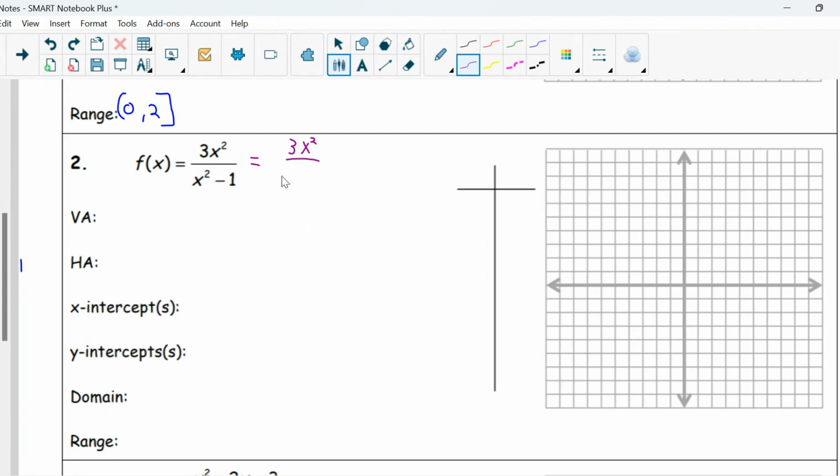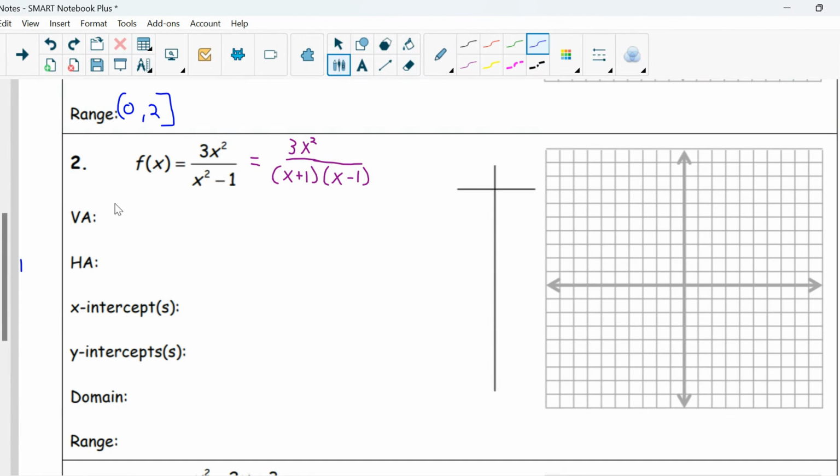So x squared minus 1, difference of squares, factors as x plus 1 times x minus 1. So like I said, for the vertical asymptote, we are trying to figure out what values can I substitute in for x in order to make my denominator 0. So my zeros are just my two factors.